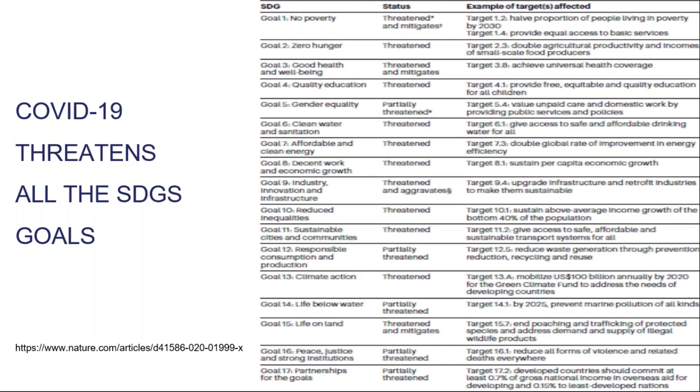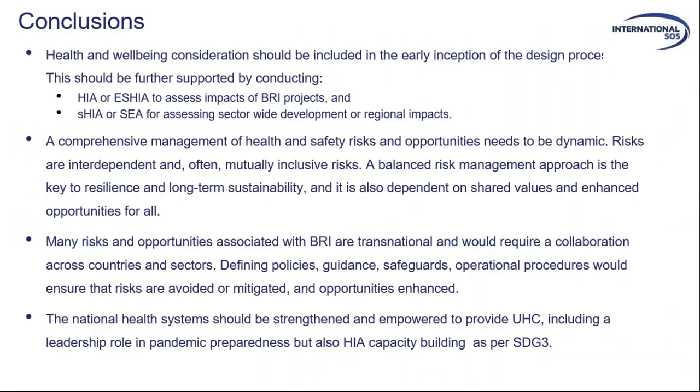So it starts as a health risk, and becomes threatening for humanity. It's important to have this early inclusion of health and well-being at the early inception of the design process, which is absolutely essential. And it's not only taking this into consideration, it's also then doing health impact assessment or integrated impact assessment, or including health in the strategic environmental assessment if these are done. Because only through a comprehensive management of health and safety risk, we can ensure the sustainability of these interventions.